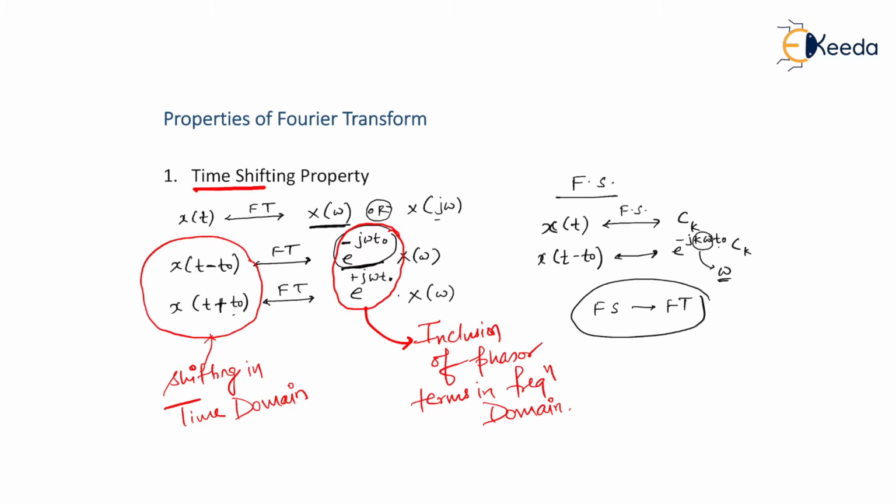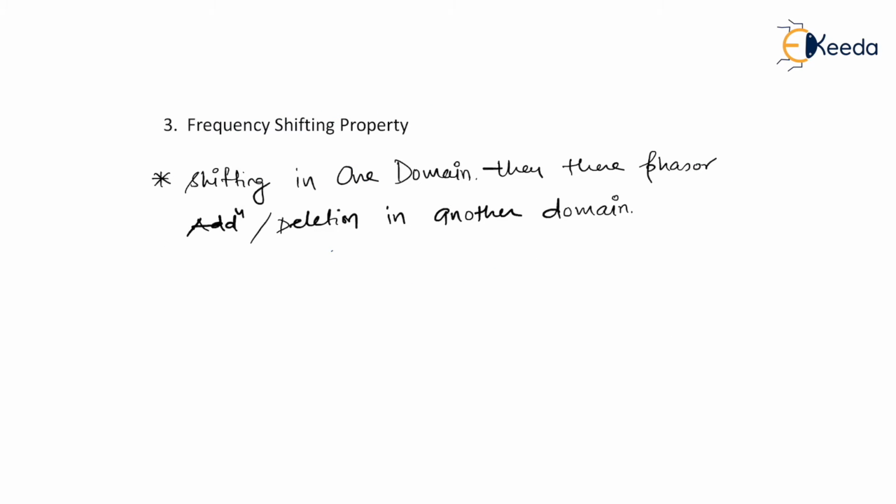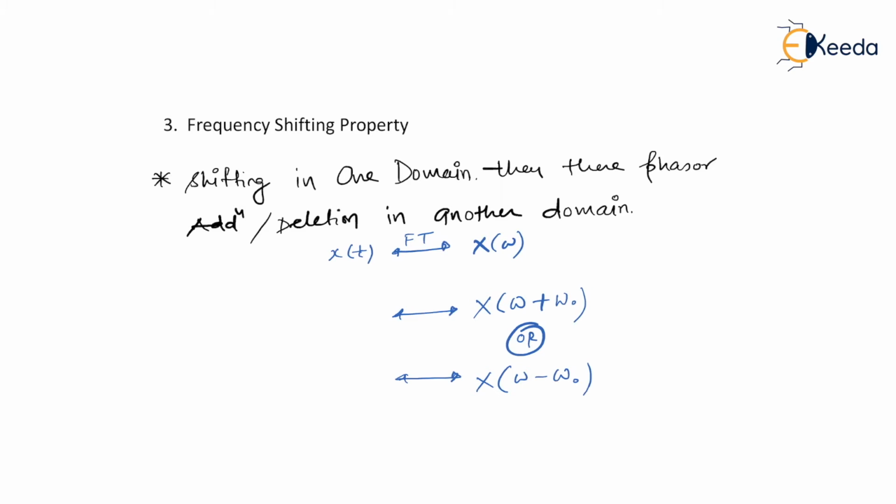What we had over here is time shifting. Now we are going to have a frequency shifting. Let's see. For example, if I have signal x of t whose Fourier transform is already known to me, let's say X of omega. In that case, if there is shifting in frequency domain by term omega naught, or we may have this kind of shifting, that is omega minus omega naught, then if you see in time domain, there is phasor addition or deletion.